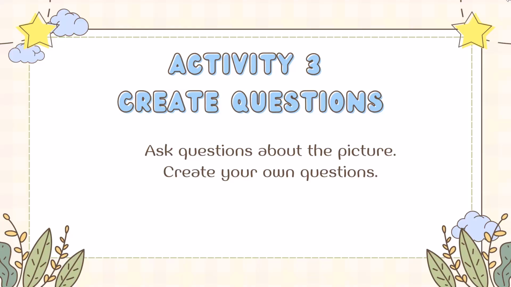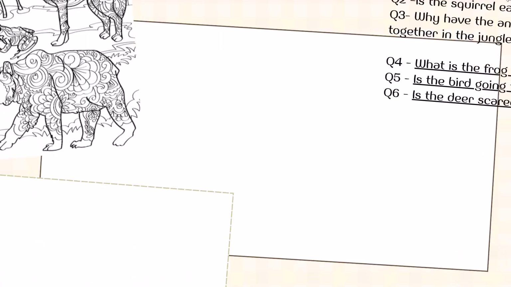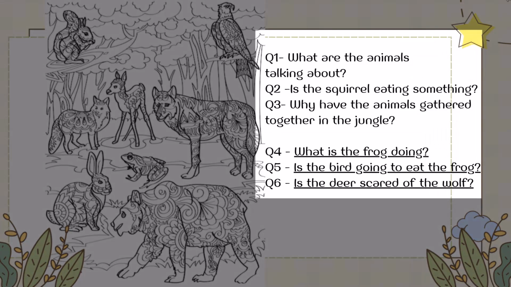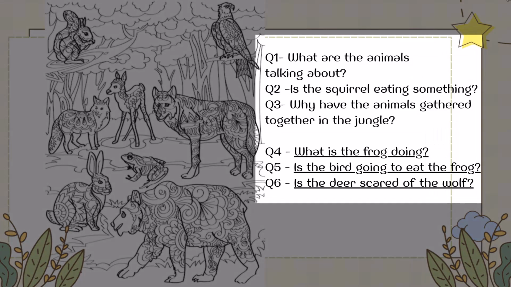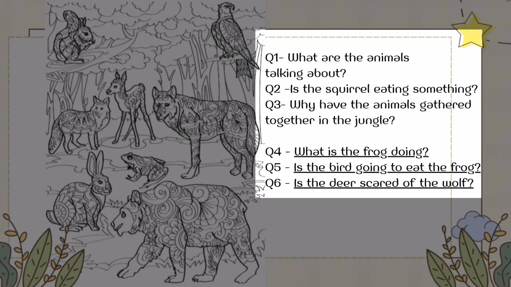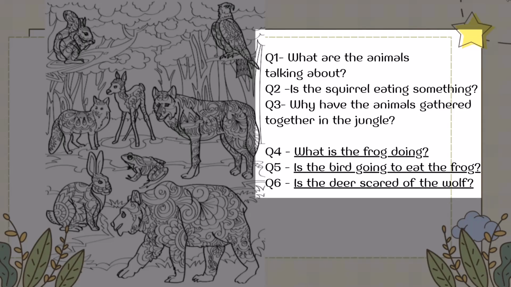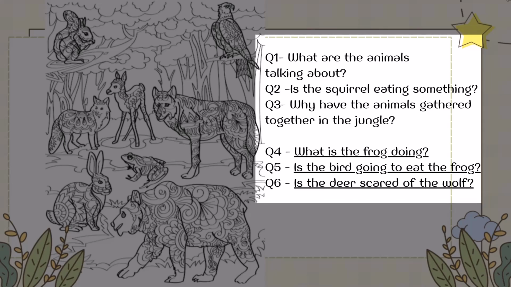Activity 3. Create questions. Ask questions about the picture and create your own questions. Ask questions about this picture. A few example questions are given below. What are the animals talking about? Is a squirrel eating something? Why have the animals gathered together in the jungle? Now create your own questions in the space provided below, and I have put down a few questions. What is the frog doing? Is the bird going to eat the frog? Is the deer scared of the wolf?